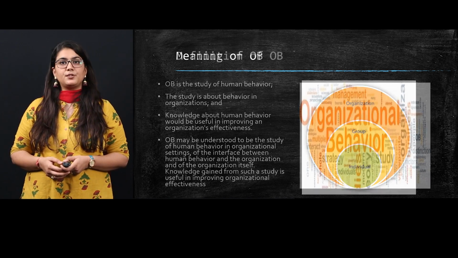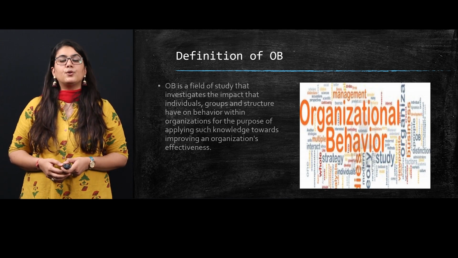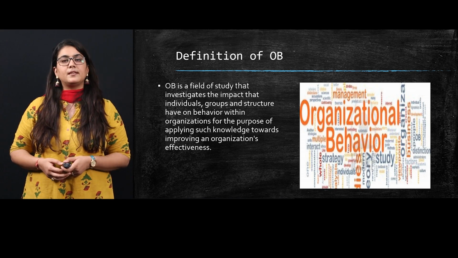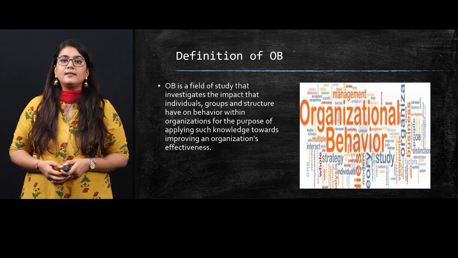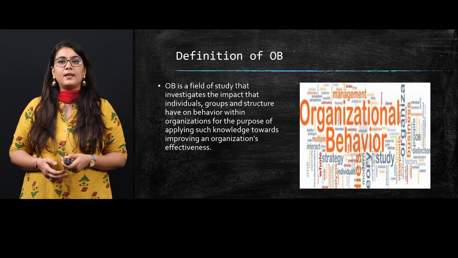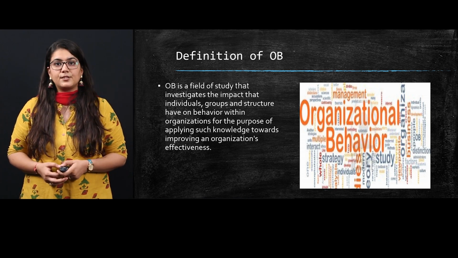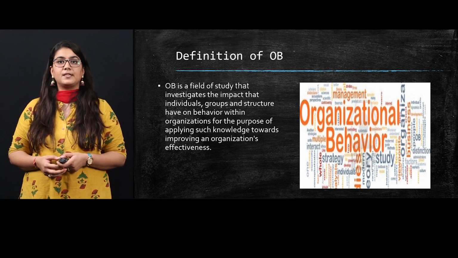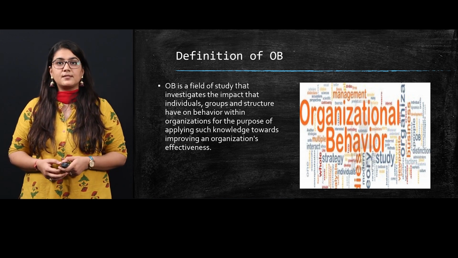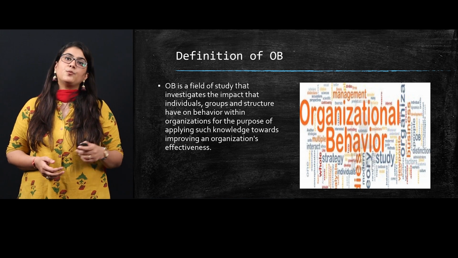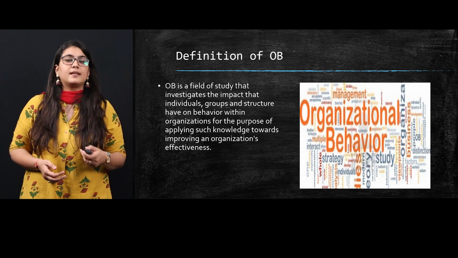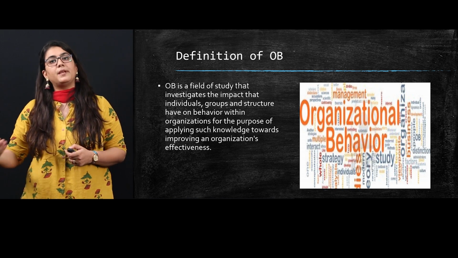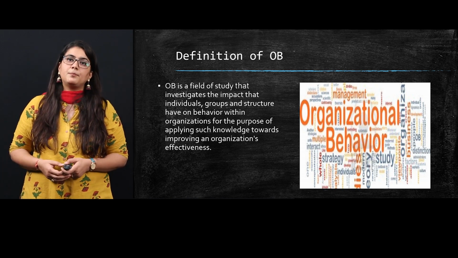Going to the definition of OB, OB is a field that studies and investigates the impact that individuals, groups and structure have on the behavior within the organization for the purpose of improving organizational effectiveness. There is a purpose of studying this subject because an organization wants to improve effectiveness, and thus there is something which is studied. What? A study of human behavior, which is known as organizational behavior.